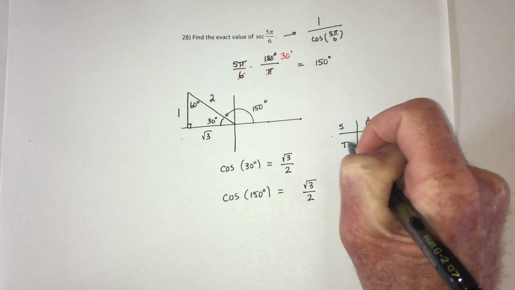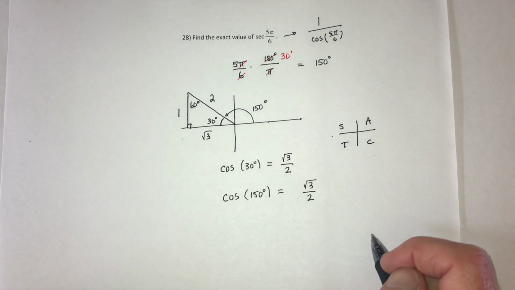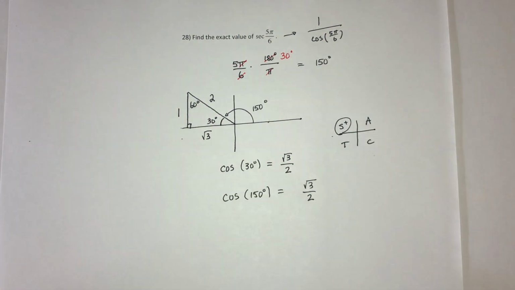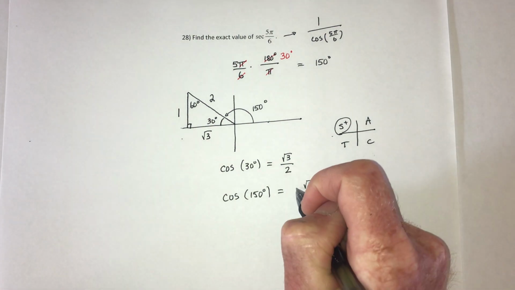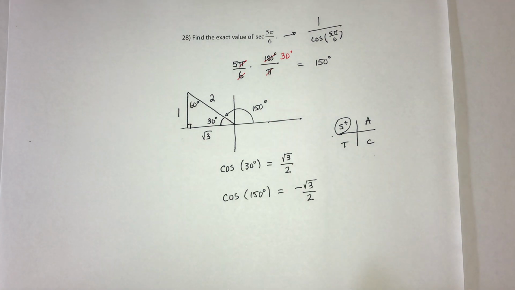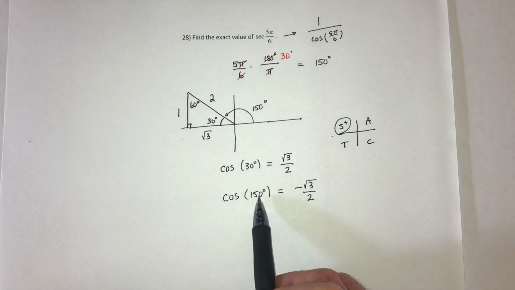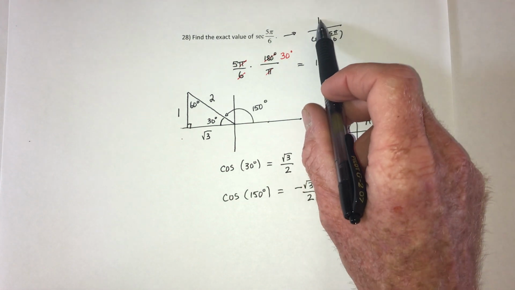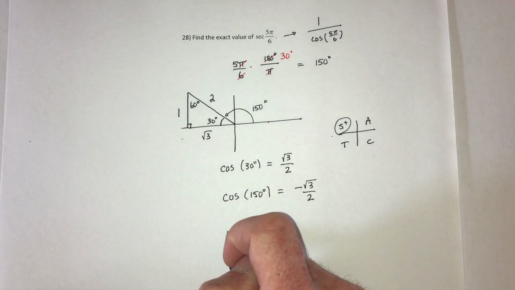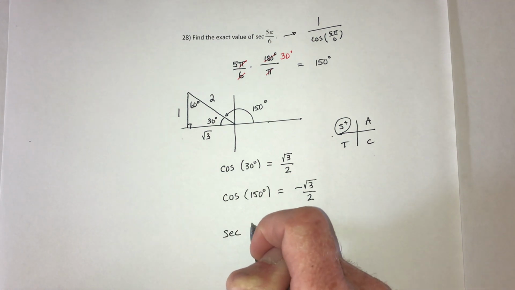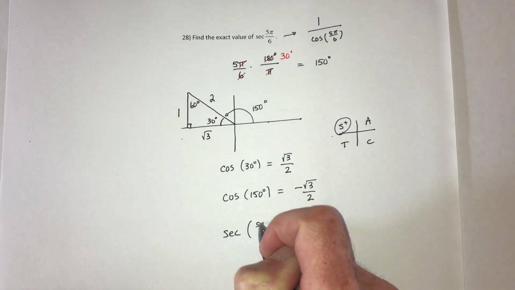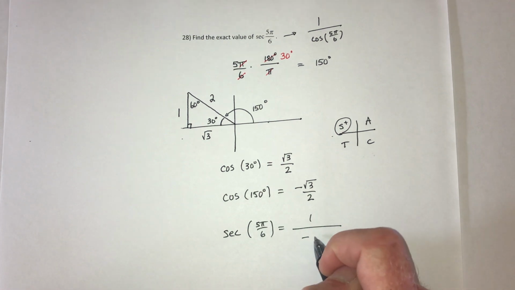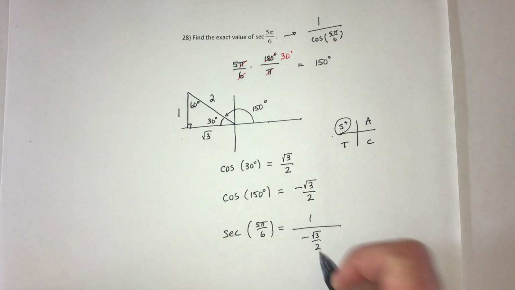A smart trig class. So right now we're in quadrant 2, which means that sine is positive. That means cosine is negative. Okay. Now 150 is the same as the 5 pi over 6. So basically we just need to do 1 divided by that. So secant of 5 pi over 6 will be 1 divided by negative square root of 3 over 2.